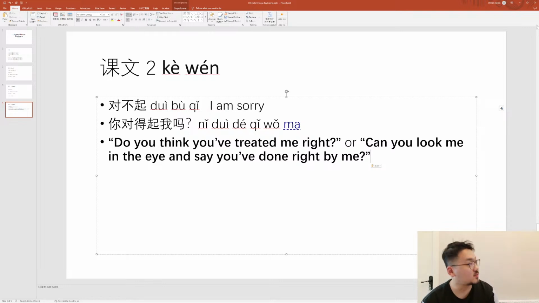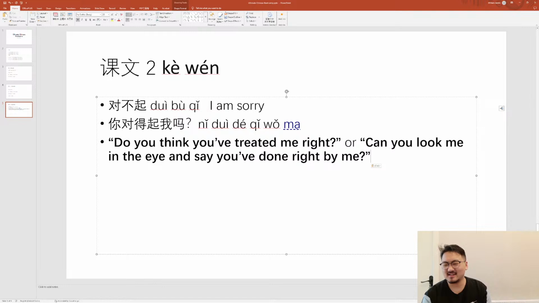So 对不起, 你对得起我吗. And of course, you want to defuse this situation. You say, yeah, it's okay. It doesn't matter. So for example, you bump into someone in the street. Yeah, 对不起, right? Sorry, I'm sorry. And then the person whose shoulder got bumped says, it's okay, 没关系, 没事. But in the textbook, the typical answer will be 没关系.